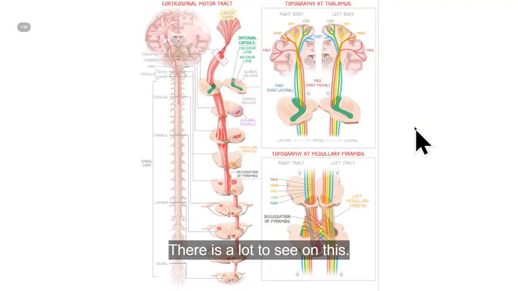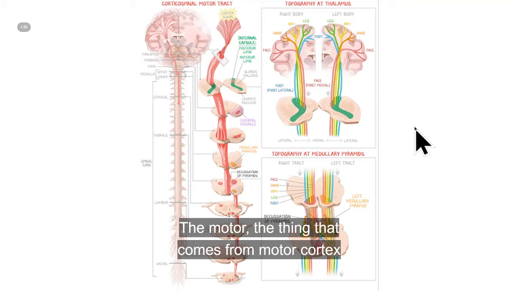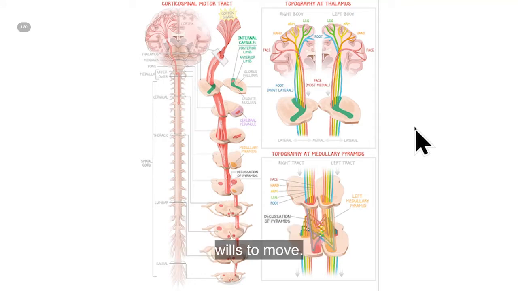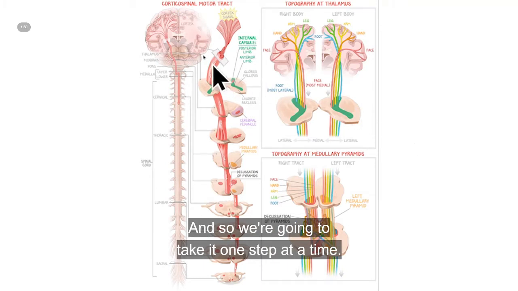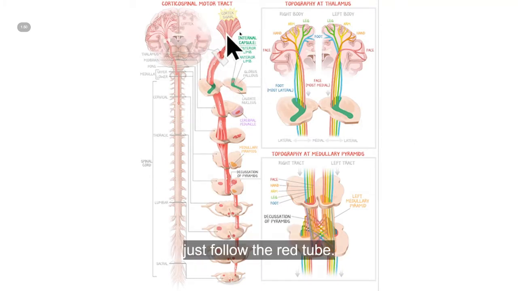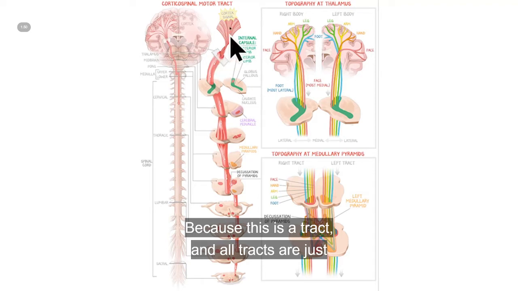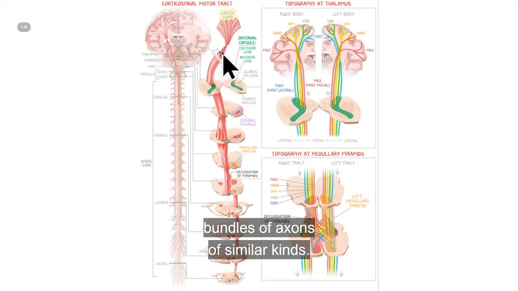All right, there is a lot to see on this. This is the corticospinal tract, the motor, the thing that comes from motor cortex down to any skeletal muscle that cortex wills to move. And so we're going to take it one step at a time. First, we're just going to follow it. Don't worry about topography, just follow the red tube, right? Because this is a tract, and all tracts are just bundles of axons of similar kinds.